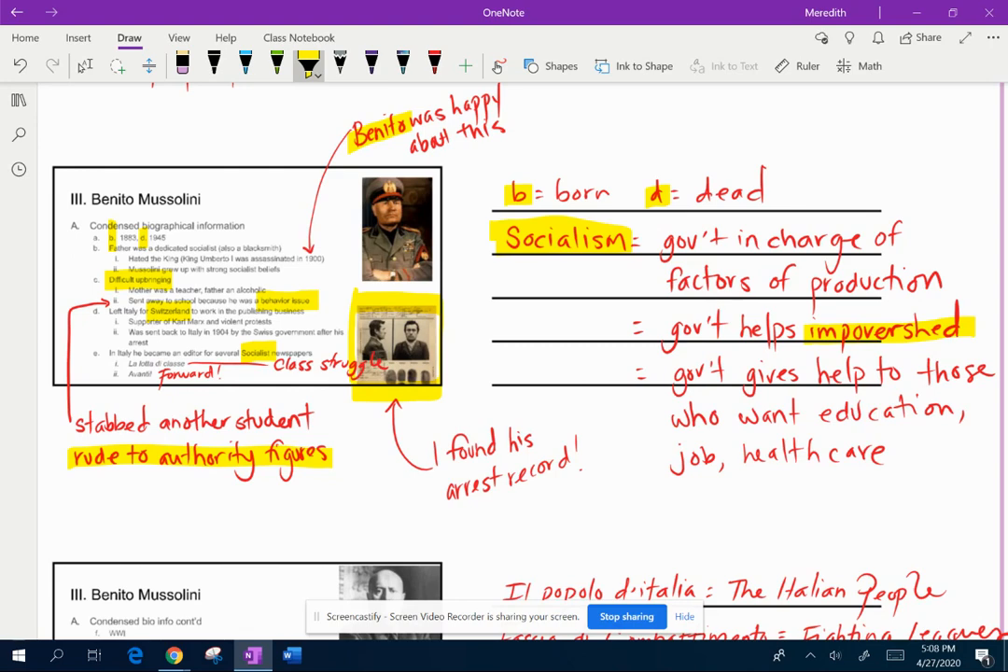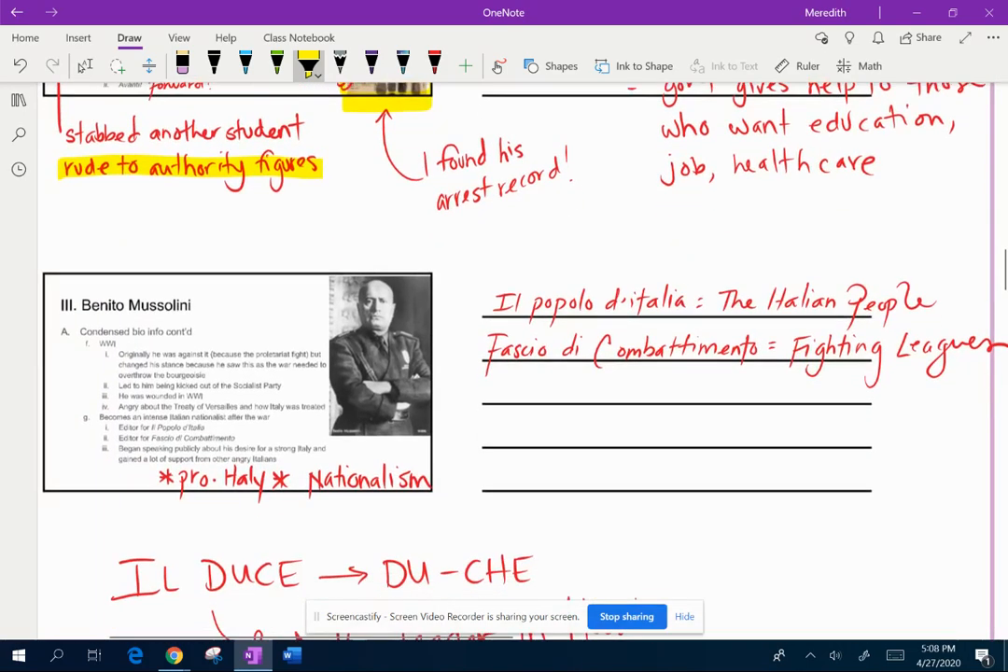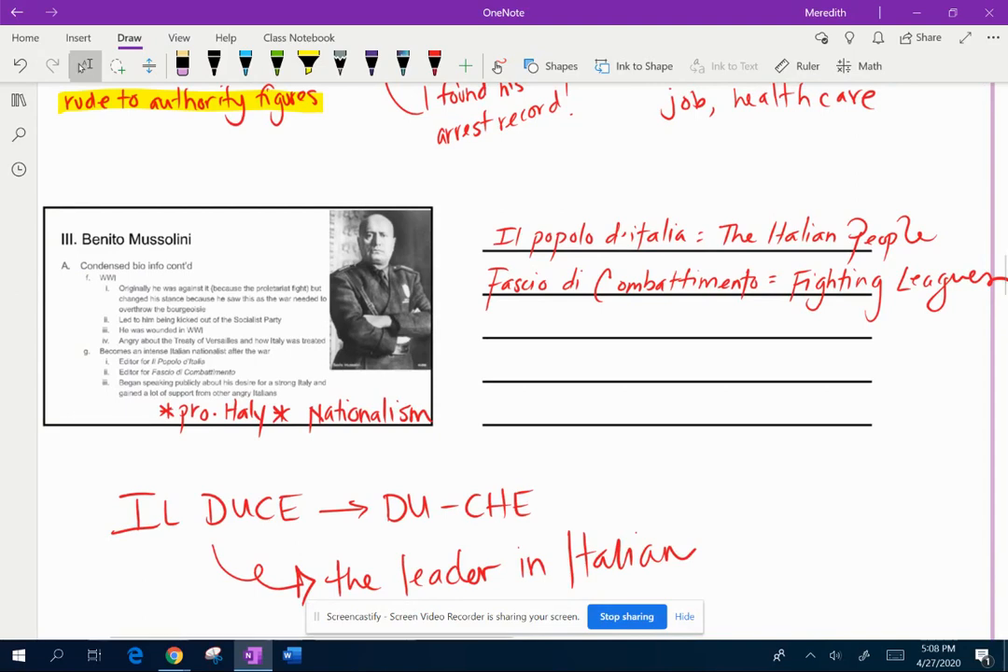The class struggle, and we know that socialism and communism through Karl Marx is going to be the struggle of the proletariat, or the working class, to overthrow the bourgeoisie, the middle class. And then Avanti, or forward, meaning let's make progress and let's make positive changes for society. And so a little bit more, and I'm only going up to what is covered in your textbook, so I'm not going to overwhelm you with everything about him.